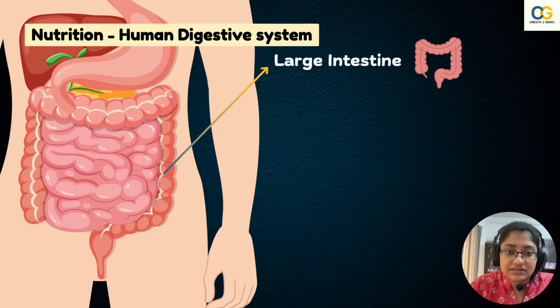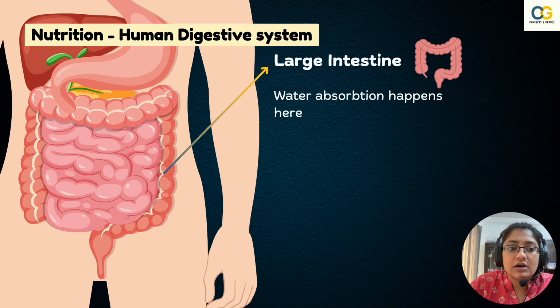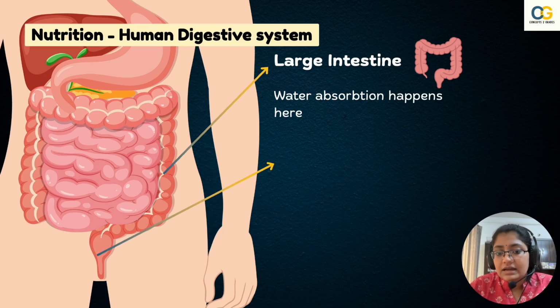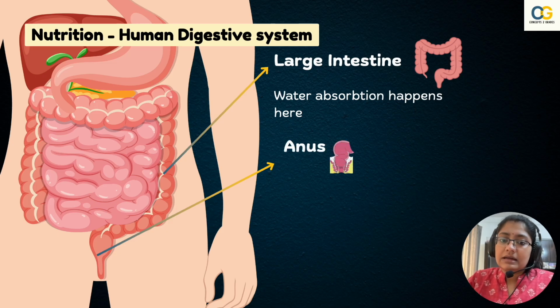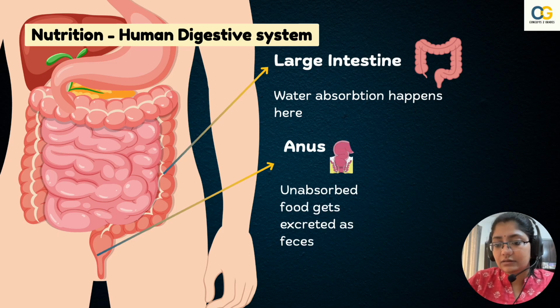Now once you have absorbed all the glucose, fatty acids, etc., the next thing left is water, which is absorbed by the large intestine. So the large intestine absorbs the entire water, and when you have diarrhea, where you're having loose motions, there is no water absorption taking place; there is infection in your large intestine. That is why it is not happening. And then once the water is absorbed, which usually depends on how much water is present in the body, the anus excretes the unwanted or unabsorbed food as feces. And this is how the entire human digestive system works.